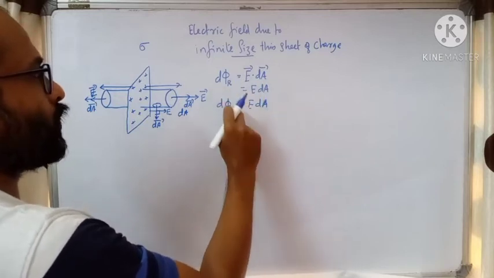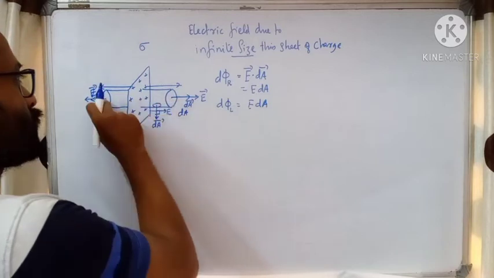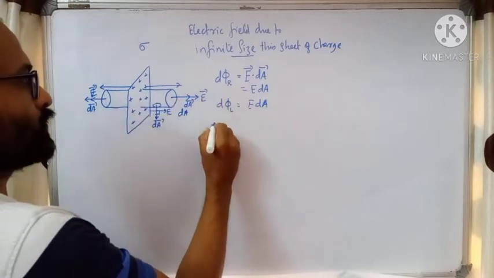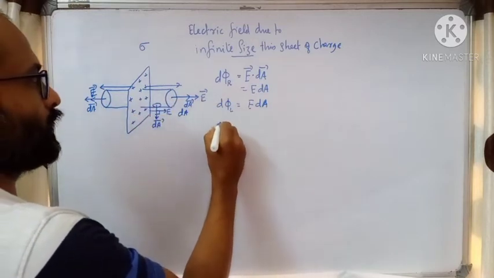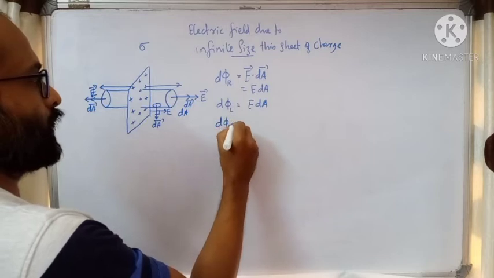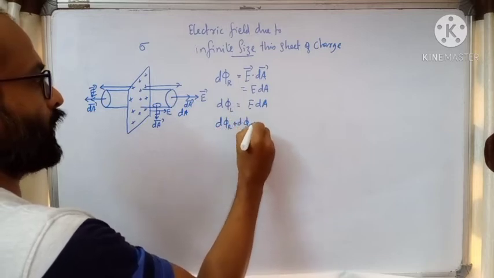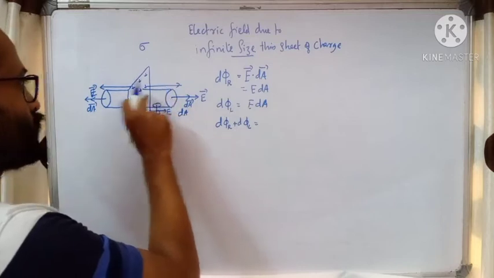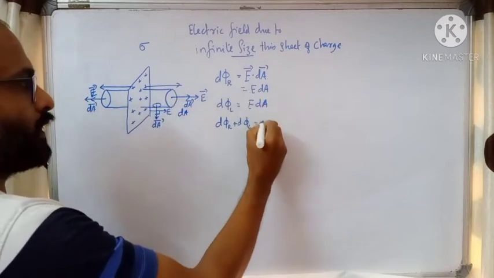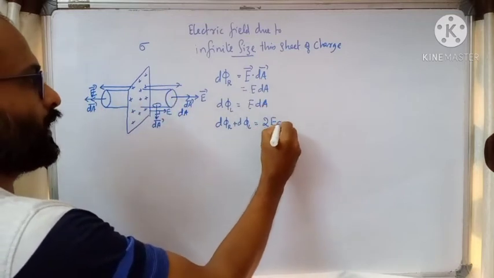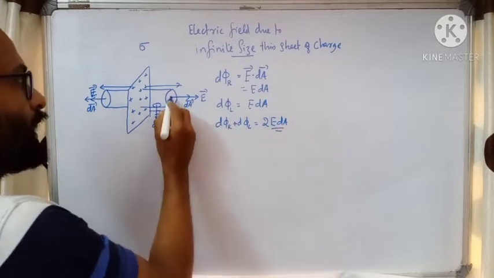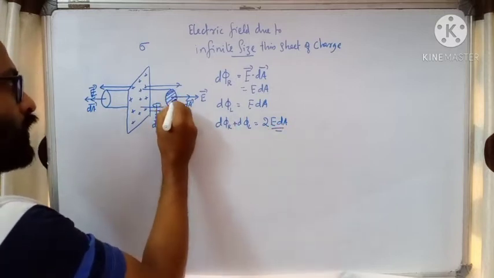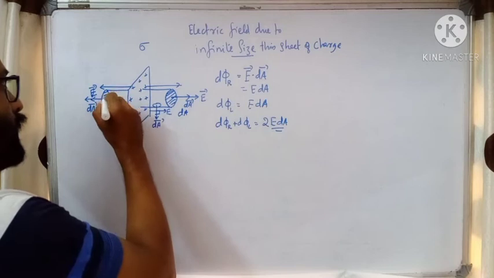Okay, now what is the total flux through these two faces? We need to add these two: d phi R plus d phi L. When you add these two, you will get 2E into dA. dA is the area of this circular face, and here also it has the same area, dA.